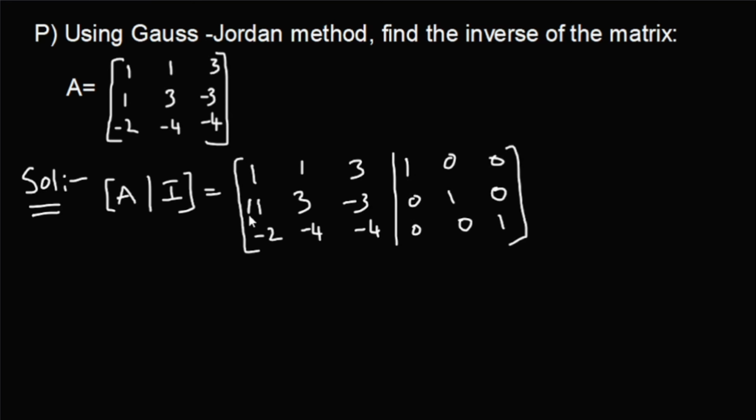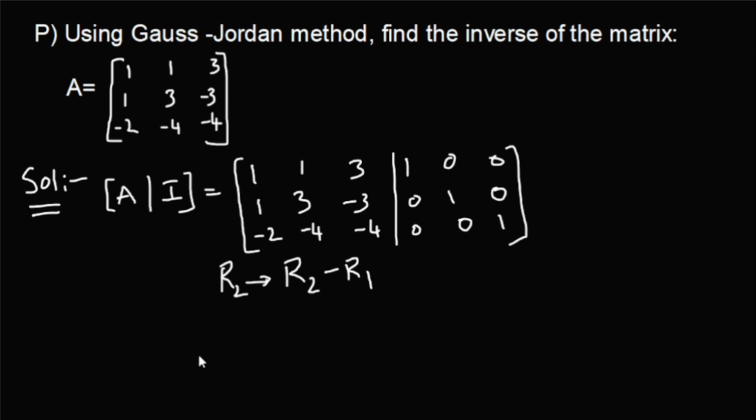So, how to make these? First of all, we convert these two entries into 0. In the next step, we convert this and this entry into 0. And the next step, we convert these two entries into 0. Now, how to get 0 here? R2. That means we are going to modify R2. R2 implies R2 minus R1.